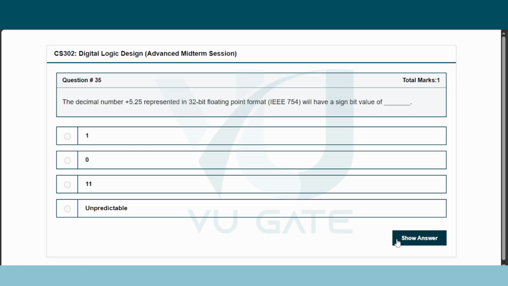Next up is question 35. The decimal number plus 5.25 represented in 32-bit floating point format will have a sign bit value of blank. The correct answer is 0. Let's move to question 36. What is the 8-bit excess 127 representation binary exponent value for the decimal value 8.0? The correct answer is 130.